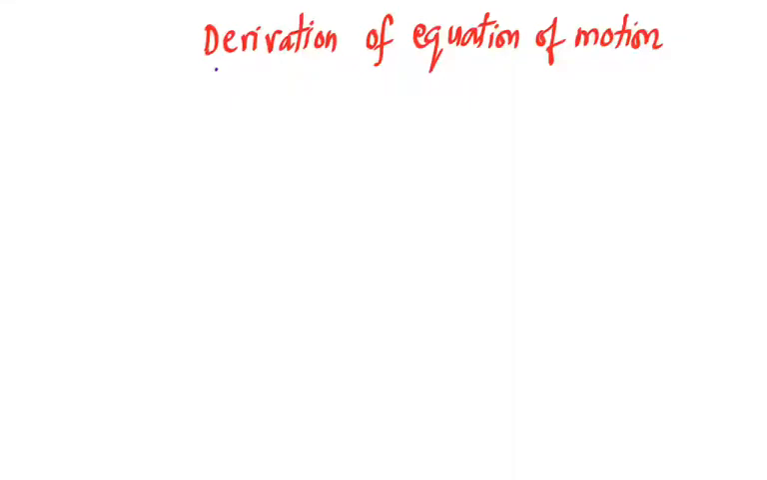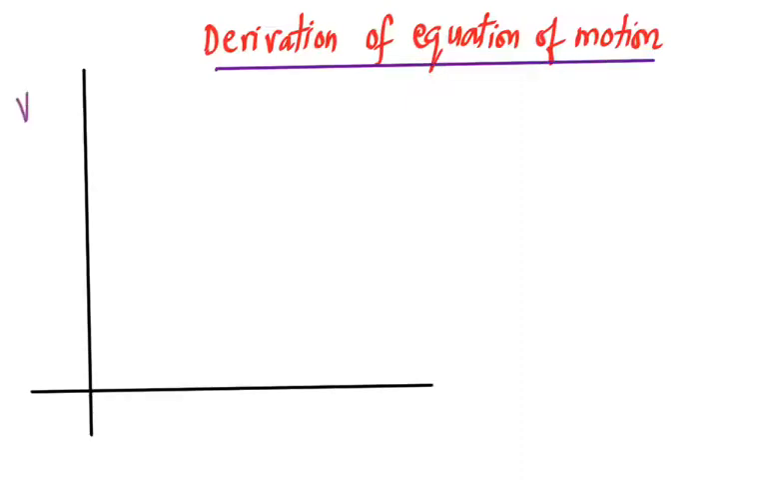In this video, we will see how to derive the equations of motion. So, we are going to use the velocity time graph for deriving the equations of motion. So, we have got a velocity time graph here. The velocity of this object for which the graph is plotted is starting from non-zero initial velocity.